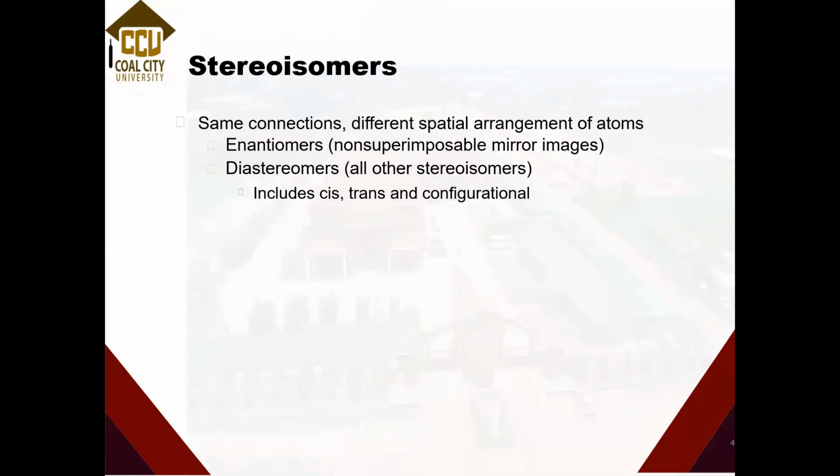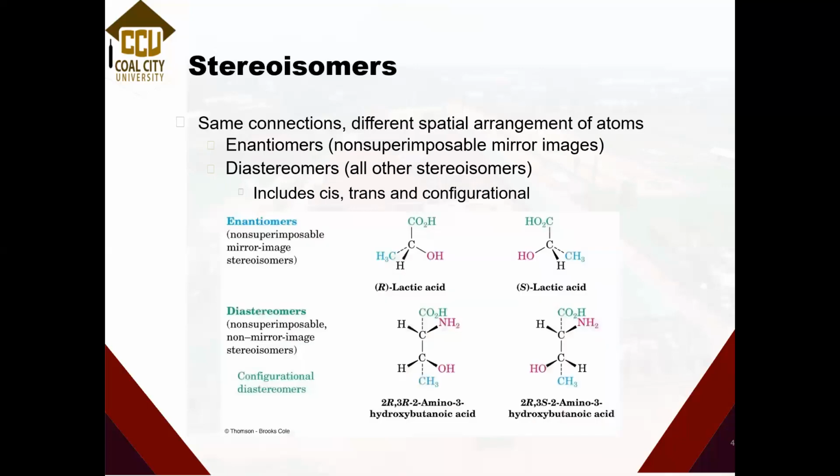Now, diastereomer also includes the cis, trans, and configurational isomers. The cis trans, I said earlier, is the geometric isomerism. Let's see some practical examples. We can see in lactic acid, this is what we call R-lactic acid, and the S-lactic acid. I know you wonder what is R and what is S. Very soon you will understand that, as we'll be naming different enantiomers in the next module.